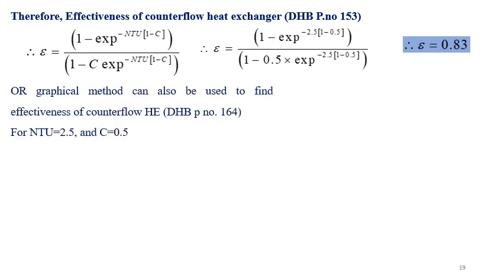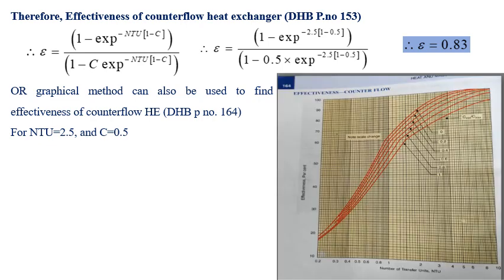It is given in the data book, page number 164, for the effectiveness of a counter flow heat exchanger. For effectiveness-NTU and capacity ratio 0.5, it is given in this chart or graph, where the x-axis is the number of transfer units and the y-axis is effectiveness, and the curve is given as Cmin by Cmax, which is nothing but C.